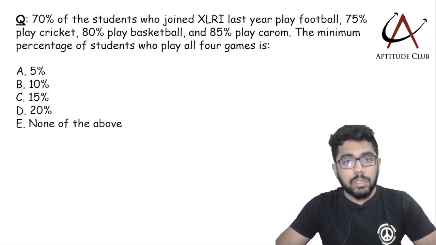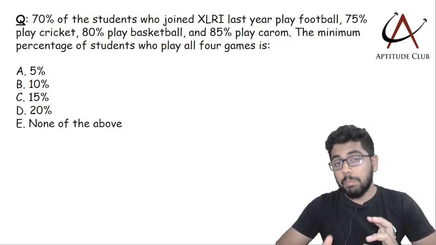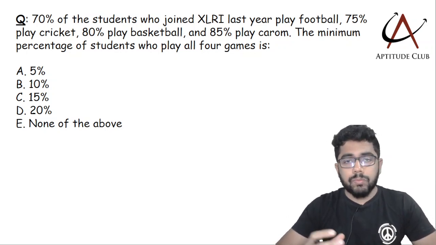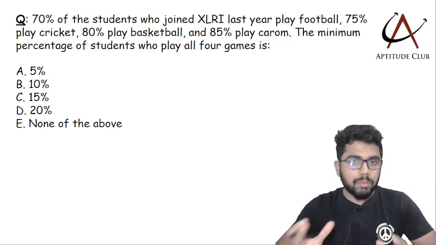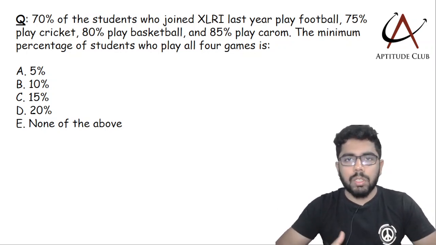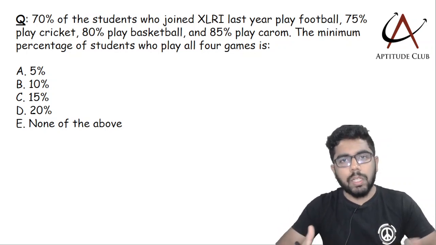This is a question on set theory and set maximization, minimization. This was a previous XAT question, and we'll be discussing this question again in two different ways. The reason I have taken this up is because when we read set theory, a lot of times we think about Venn diagrams, and a lot of questions are solved using Venn diagrams also.